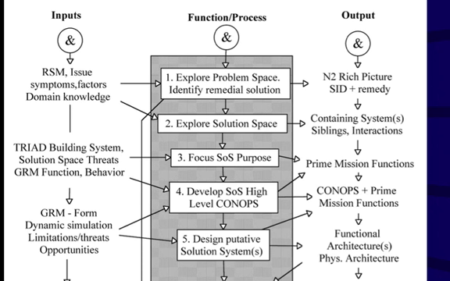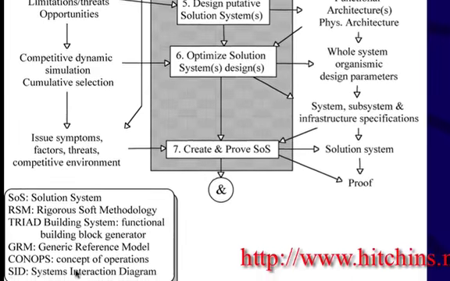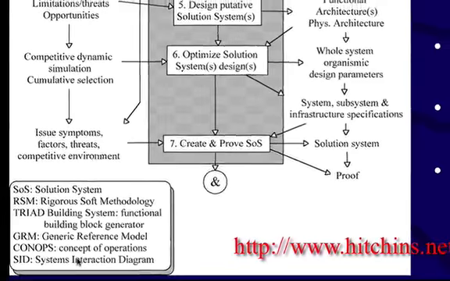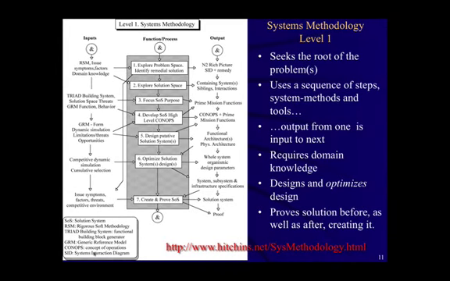Then step 2, explore the solution space. Step 3, focus purpose. Step 4, develop the ConOps. Step 5, design the putative solution system in terms of functional architecture, physical architectures, and so forth. Step 6, optimize the solution system design. And 7, create and prove the solution system. So we've gone from 1 to 7, and we've covered the whole scale of in to out. You can also see, if you think about it, the systems methodology paradigm in there.